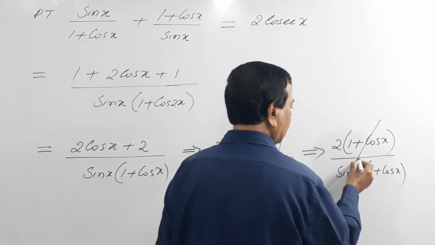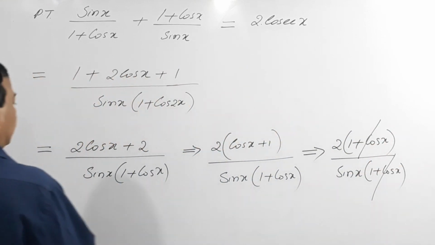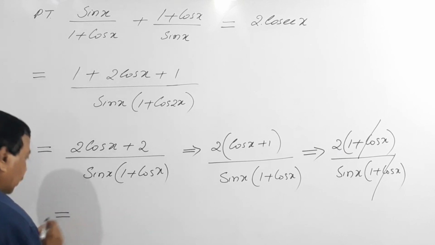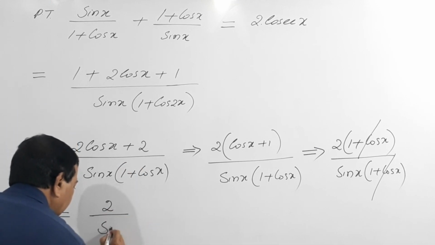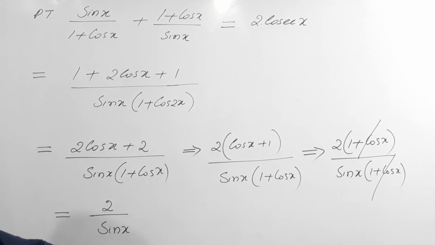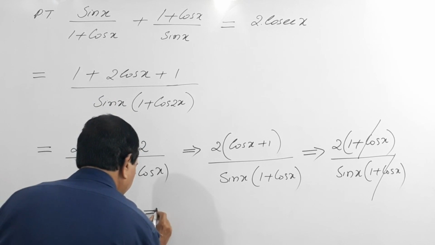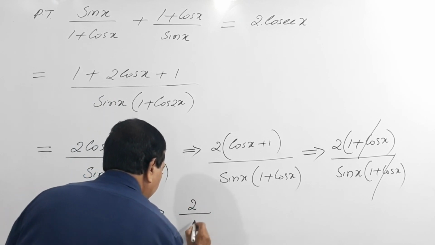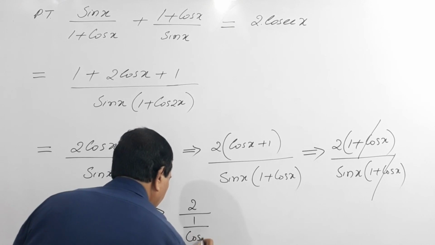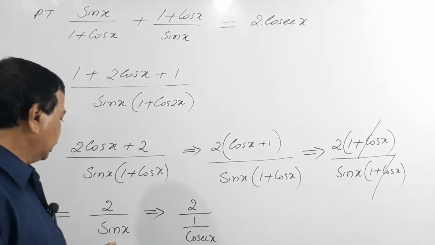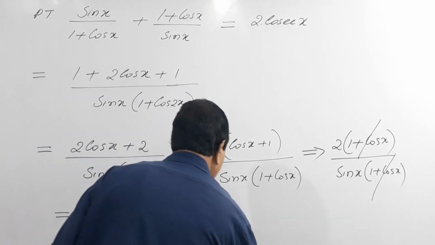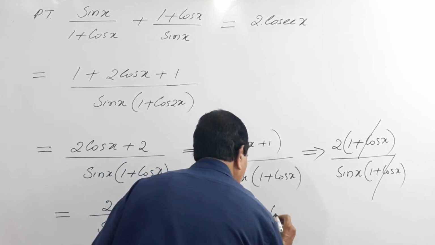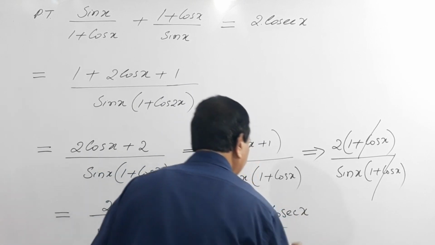So 1 plus cos x, 1 plus cos x cancels. We are left with 2 by sin x. What is 1 by sin x? Reciprocal of sin x is cosecant x. That is 2 by 1 by cosecant x. So reciprocal of sin x is 1 by cosecant, so cosecant goes to the numerator and this becomes 2 cosecant x.